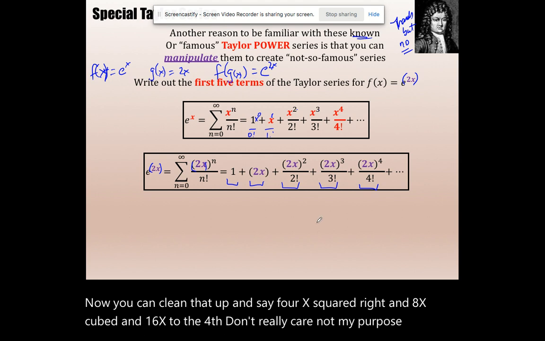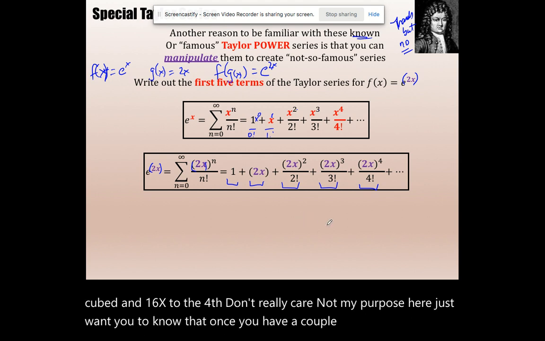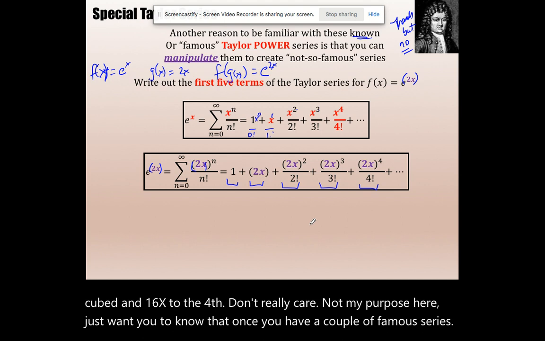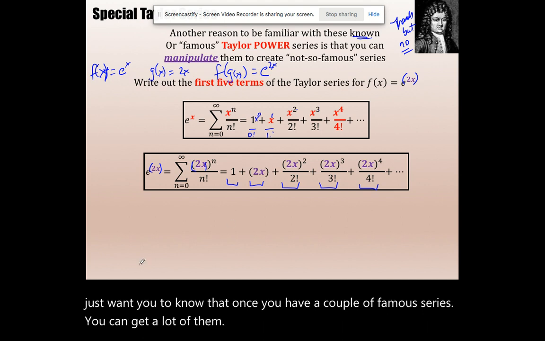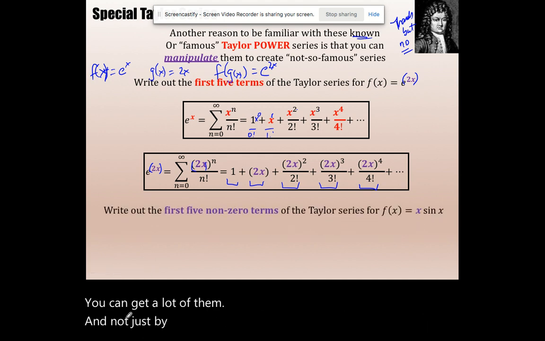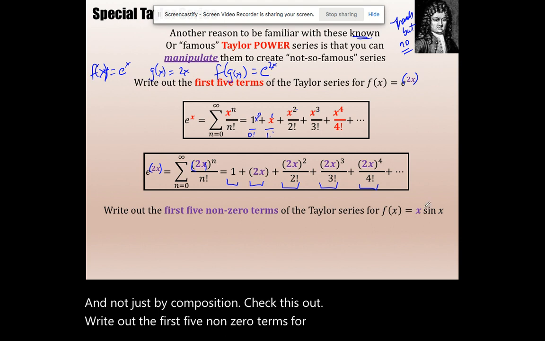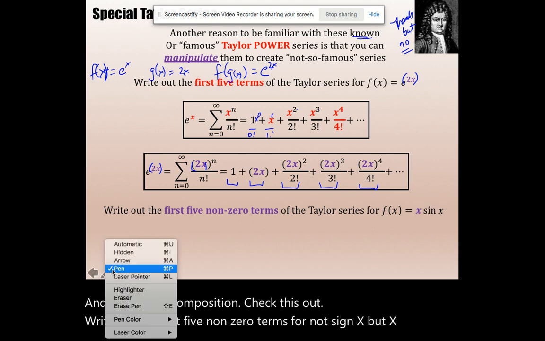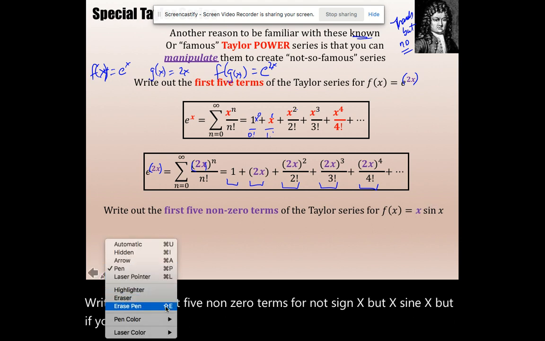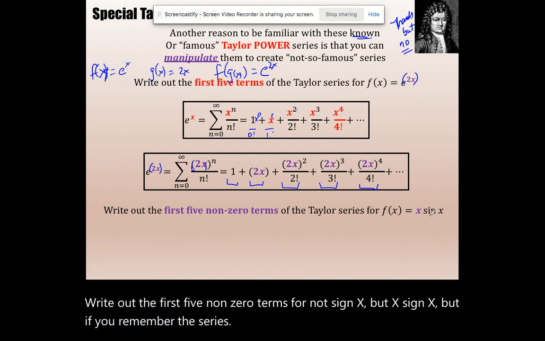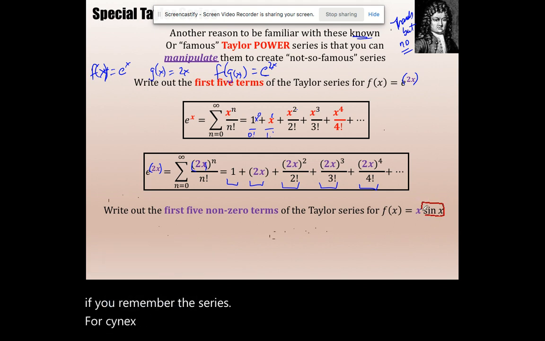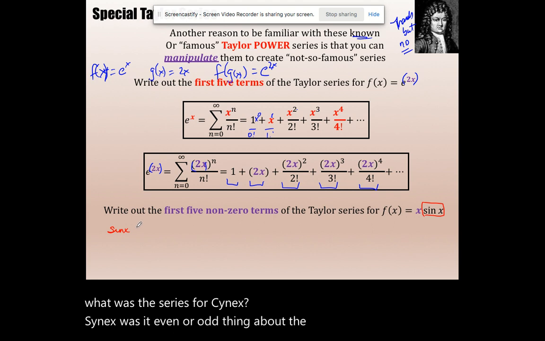Just want you to know that once you have a couple of famous series, you can get a lot of them. And not just by composition. Check this out. Write out the first 5 non-zero terms for not sine x, but x sine x. But if you remember the series for sine x, what was the series for sine x? Was it even or odd? Think about the graph. Odd.